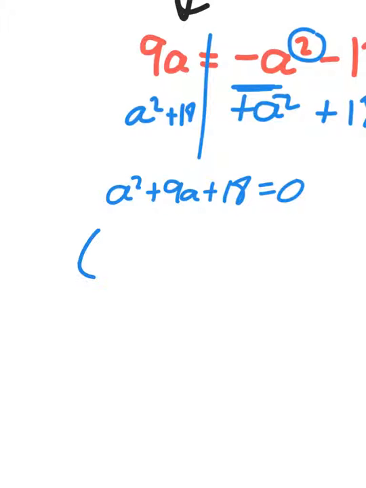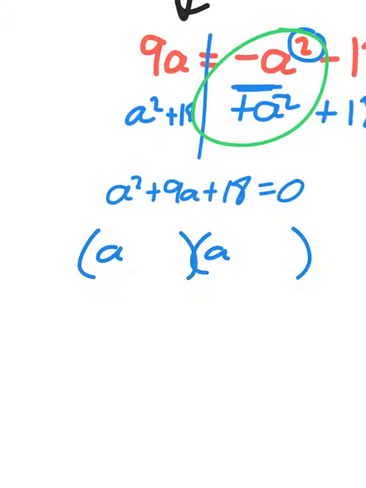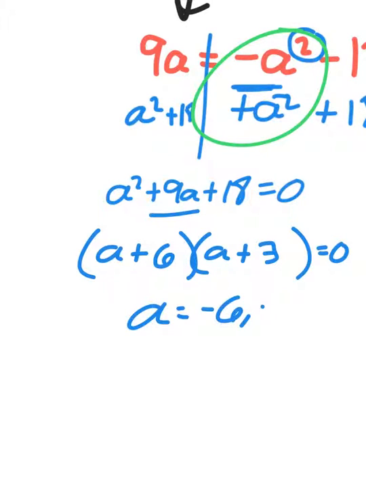Now I've got it set up where it's just going to be a and a. So that's kind of nice, but the initial trick for this one is making sure that you make that leading coefficient positive. So I would start out by adding in this case. Factors of 18 that get me to 9 would be 6 and 3. So a plus 6, a plus 3. So a equals negative 6 and negative 3.